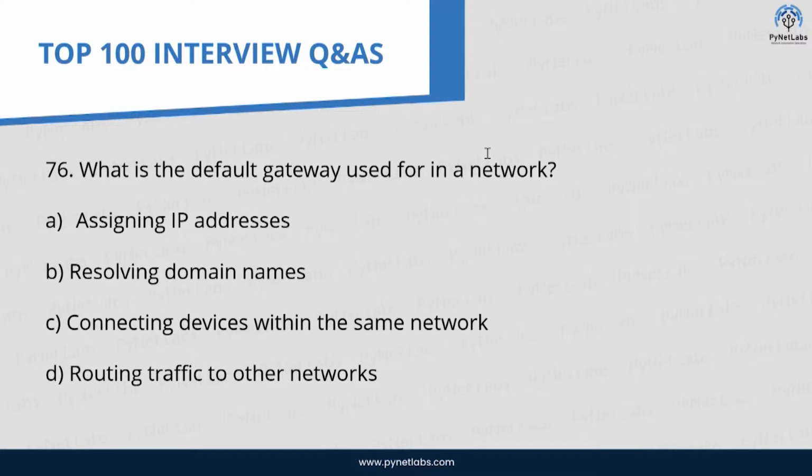So it is used to route the data between two devices on a local network, and the devices can be on external networks as well. When the device on a local network needs to communicate with the device on different networks, such as the internet, it sends the data to the default gateway, which then forwards the data to the appropriate destination. So according to the options, the correct answer will be option number D, which says routing the traffic to other networks, which is the correct answer.